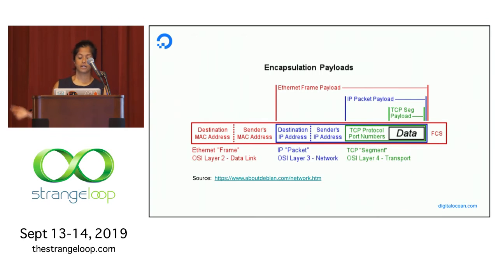If we move down yet another layer, which is in the red, we now have an Ethernet frame, and our entire IP packet is basically within the Ethernet frame payload, and our Ethernet frame header has our destination and source MAC address.